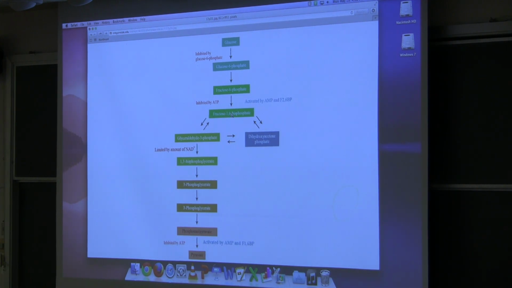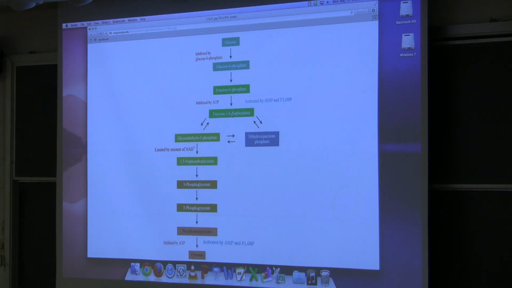The way in which and the reasons for which F26BP are made are a little complicated as well, so we won't talk about them. But I will tell you briefly that the synthesis of F26BP is related to hormonal stimulation of the cell. Hormonal stimulation of the cell can stimulate the production of F26BP and therefore the activation of Pfk.